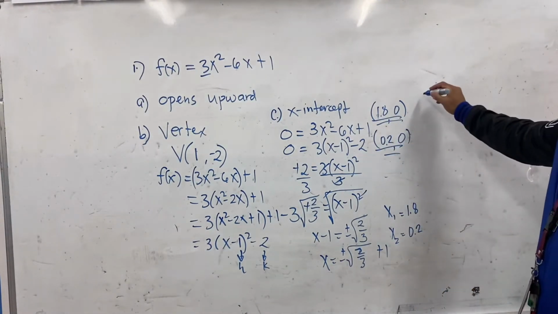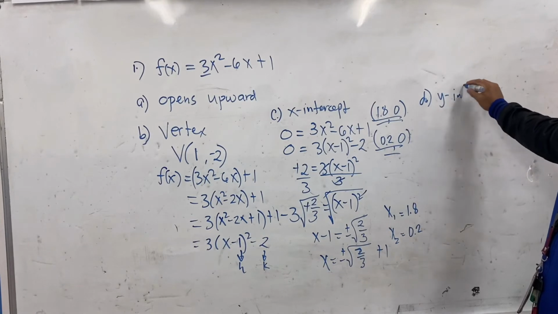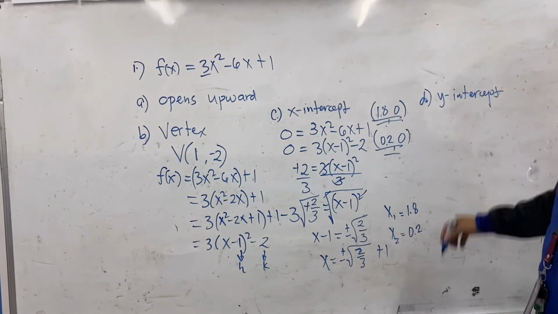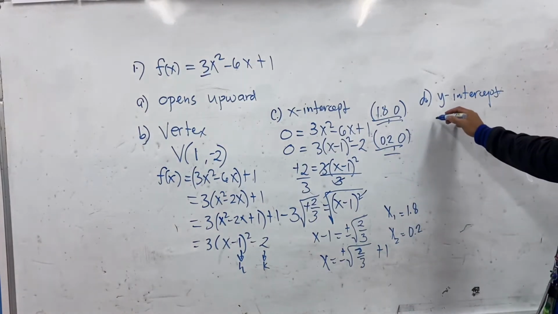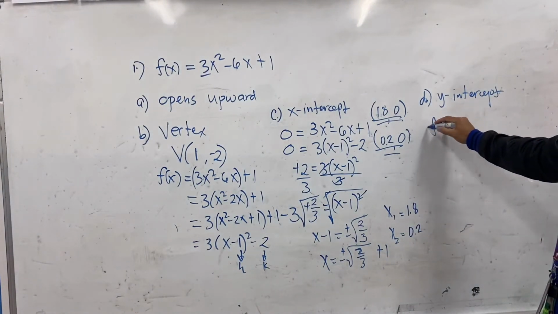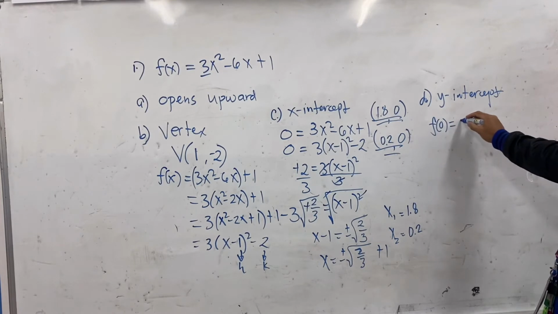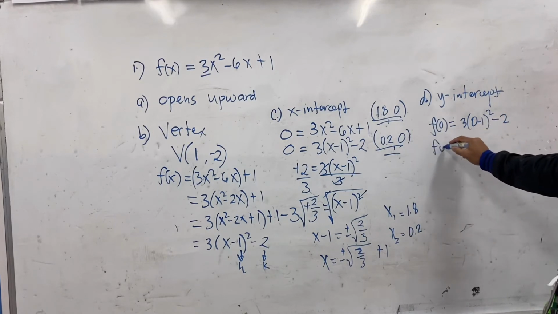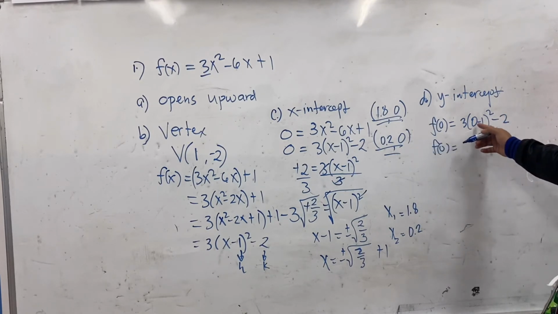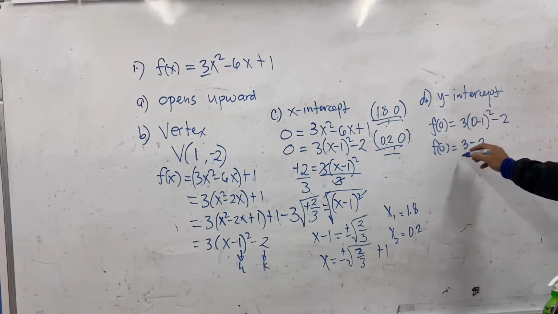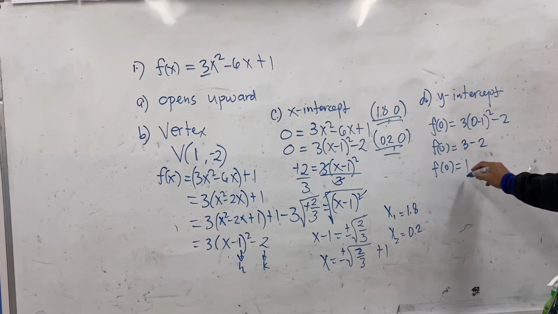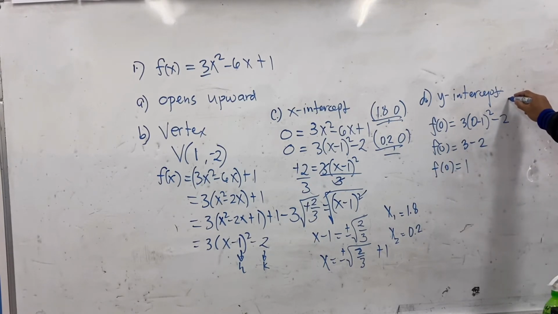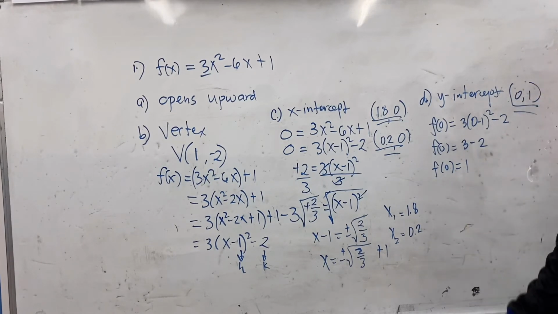Then to find the y-intercept, let x equal 0. So we have f of 0 equals 3 times 0 minus 1 squared minus 2. So f of 0 equals 0 minus 1 is negative 1, raised to 2 is positive 1, times 3 equals 3, minus 2. So f of 0 is equal to 1. Therefore, the y-intercept will be 0, 1.